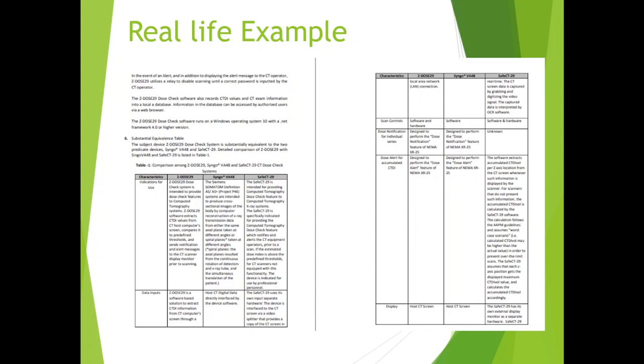So we can look closely at the table. The first one is indications for use. So that is the intended use. We try to make them similar. And the other columns are the technological characteristics. For example, we talk about data inputs. We talk about the alert for accumulated CTDI, which is one of the key functions of our product.